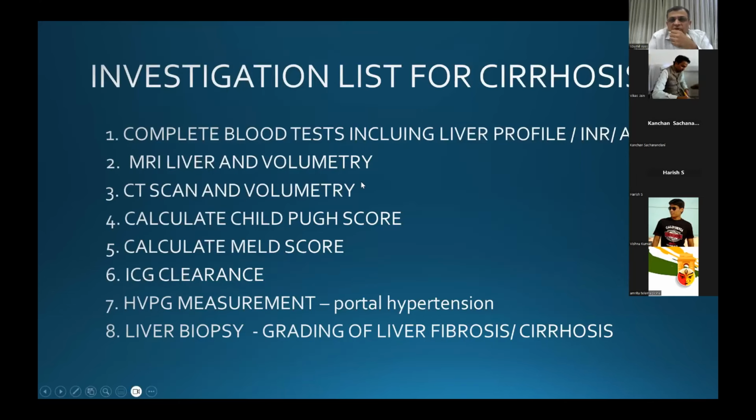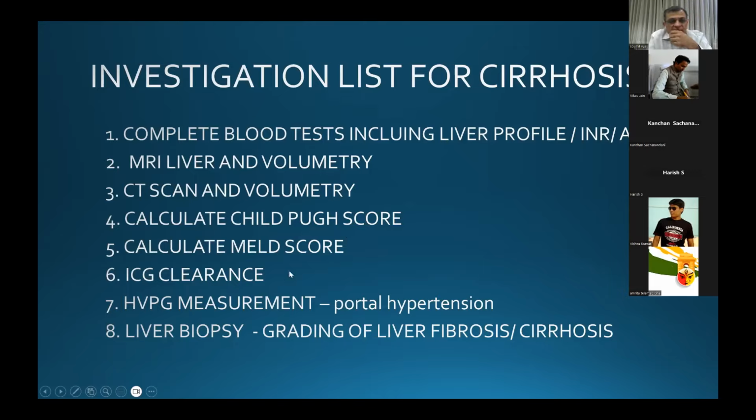So normally when we come across a patient with cirrhosis, we do the standard set of blood tests, a complete set of blood tests, including the synthetic function, INR, bilirubin, and the albumin, along with the rest of the renal profile, etc. We perform a CT scan and an MRI, calculate the Child-Pugh score and the MELD scores, which are essentially based on the synthetic function of the liver.